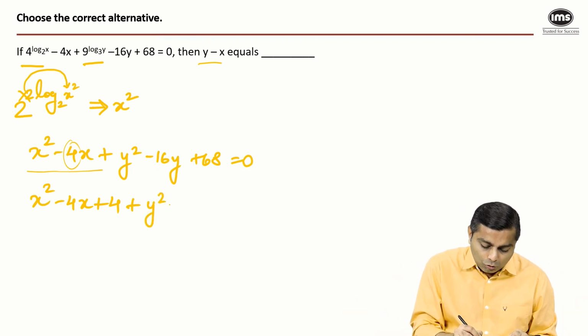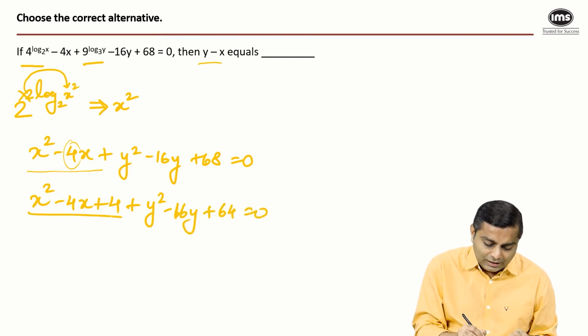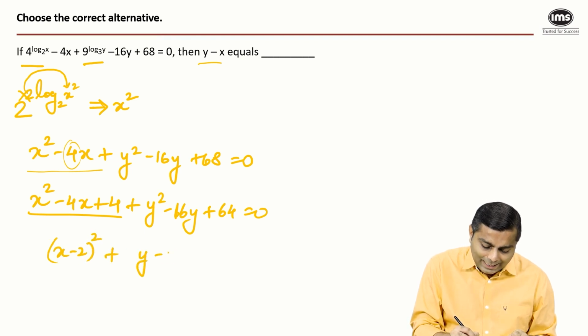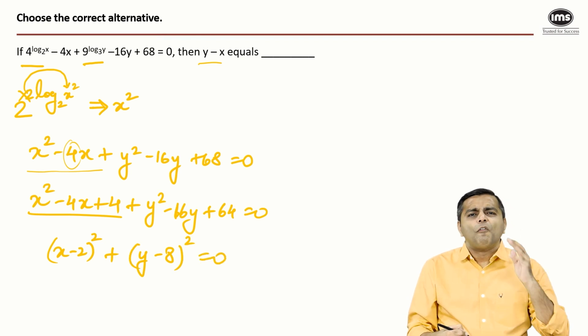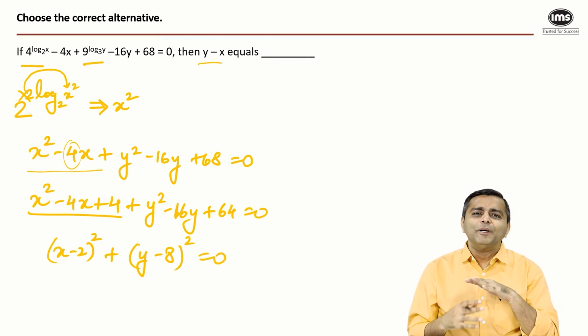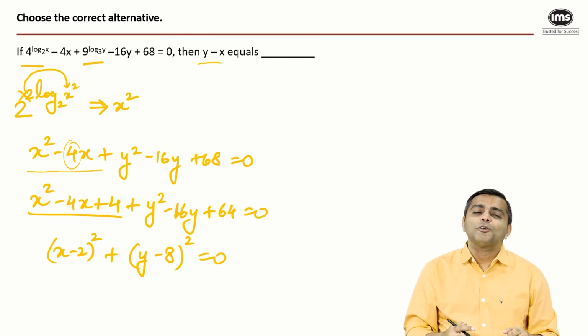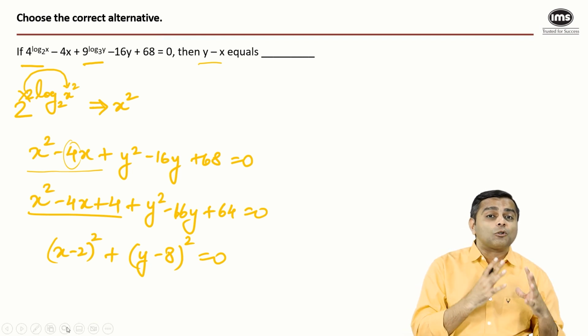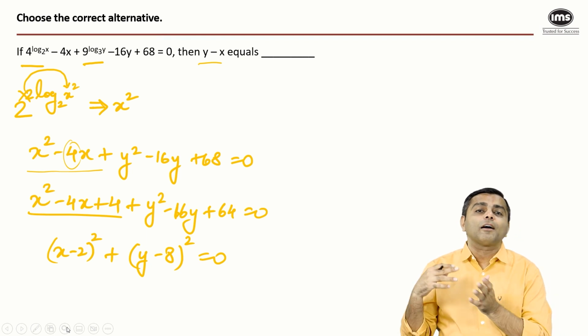So that also solves our problem a lot. So this is y square minus 16y plus 64 is equal to 0. So this is nothing but x minus 2 the whole square plus y minus 8 the whole square is equal to 0. Very important, at this point you should be very sure of the values of x and y. Why? Because the left hand side is actually square plus square adding up to 0.